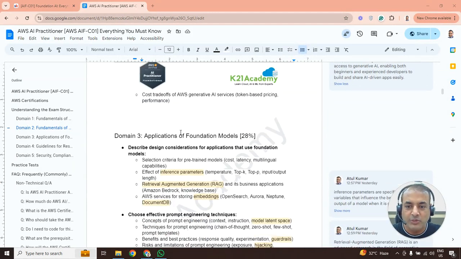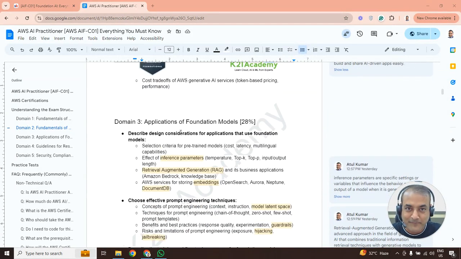Then once you understand this foundation model, the maximum weightage, around 28%, is the application of those foundation models. So make sure you are clear with the concept of foundation models. And we'll begin with actually deploying those foundation models as well. Within domain 3, you're going to look at design considerations for applications that need the foundation model.